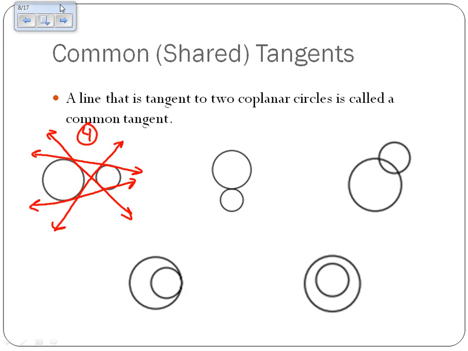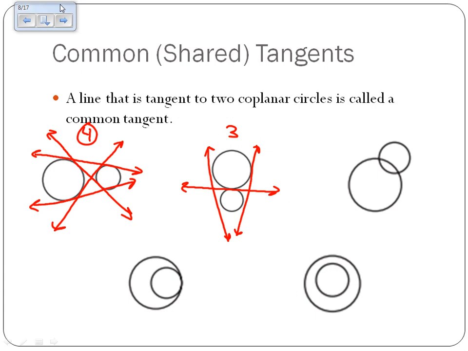How many will this one have? 2, and those are obvious, right? 1, 2. Just imagine those hit. Are there any other ones? In the middle. It's just barely going to hit both circles once. So this one has 3.